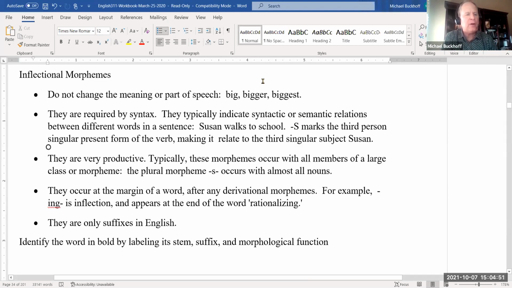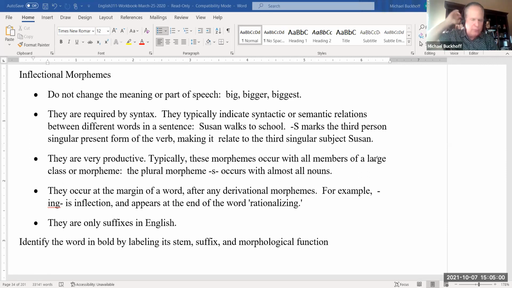Inflectional morphemes. Let's talk about the characteristics of inflectional morphemes. And this class, it could be about an hour. I apologize. There's a lot of things I need to get done here. So inflectional morphemes do not change the meaning or part of speech. That's one thing I want you guys to think about. So if you look at the word big, you look at bigger, you look at biggest, it's still an adjective in all cases. And the meaning is still there. It's still big. But bigger is bigger than big. And biggest is bigger than bigger. It's still big.